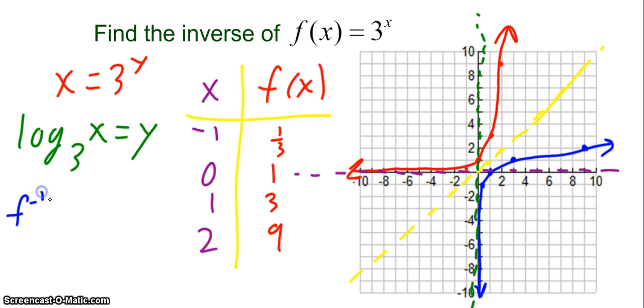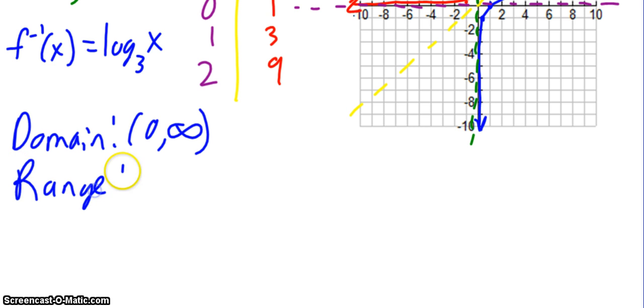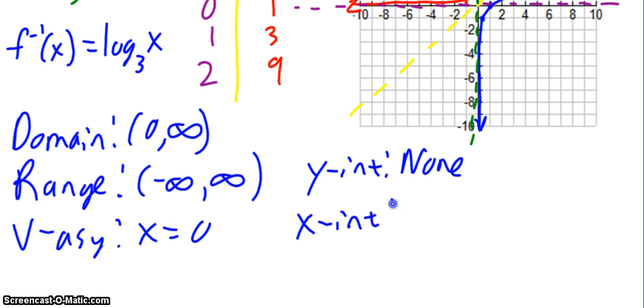So, you know, if we say f inverse of x is log base 3 of x, well then the domain now, remember the domain and range switch, so the domain is going to be 0 to infinity. The range is -infinity to infinity. We have a vertical asymptote of x equals 0. I have a y-intercept now of none and an x-intercept of 1, 0. So these are all switched from what it was for the exponential function.